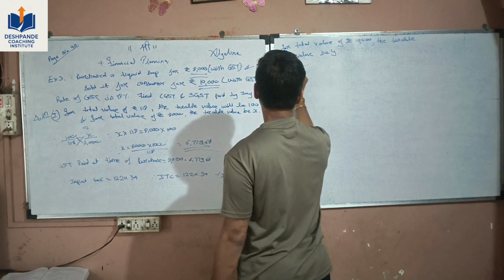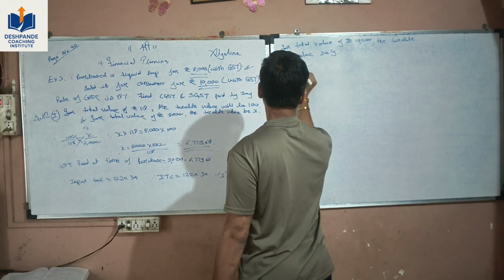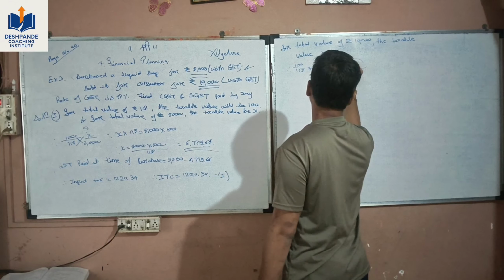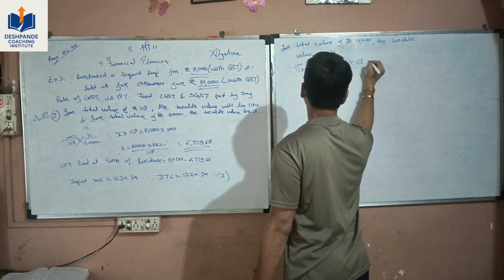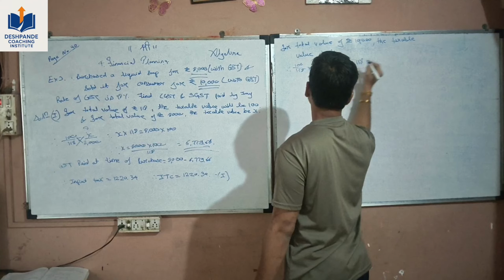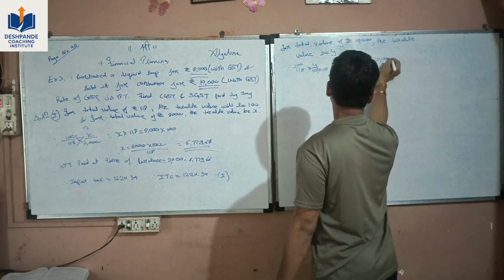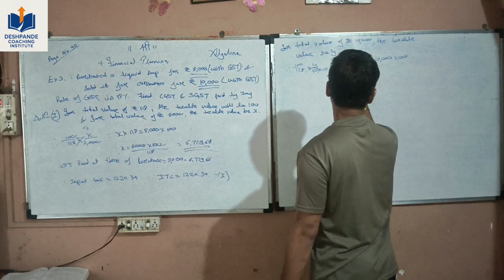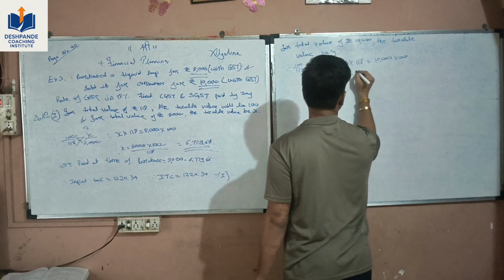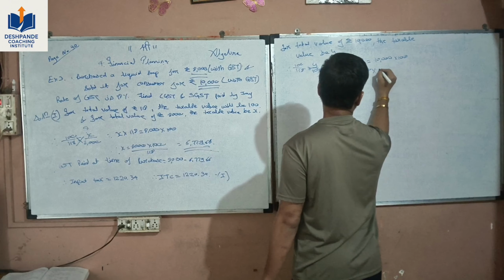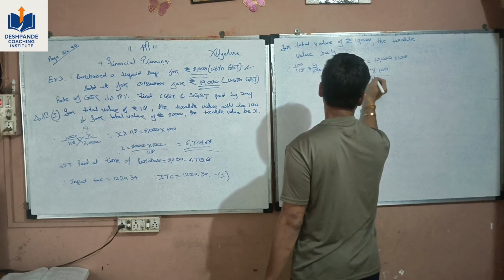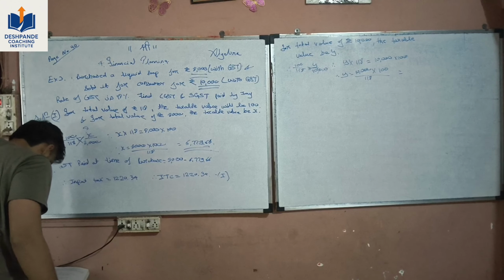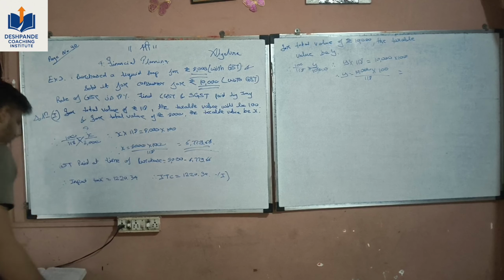So again we have to do 100 upon 118 into Y upon 10,000. So what will be the equation? Equation will be Y into 118 is equal to 10,000 into 100. So Y remains here, 118 will be changed. It will be 10,000 into 100 upon 118. So what will be the value? The value will be 8,474.58.